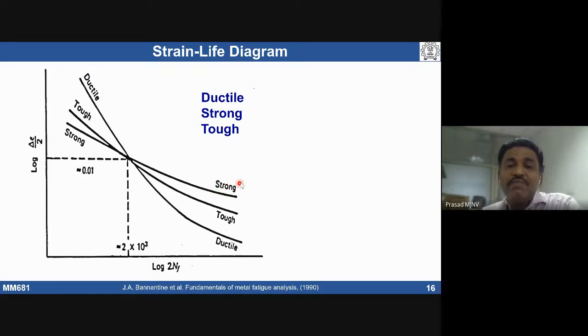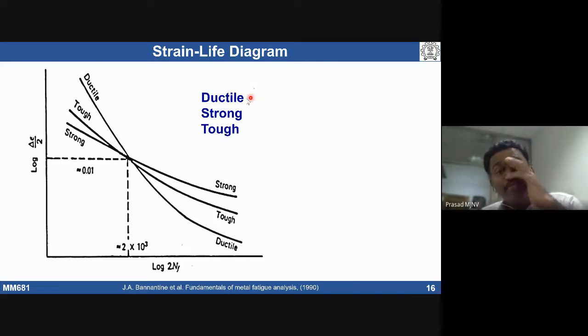What does it mean here? When the material is strong, if I apply the same amount of strain amplitude, the strong material is going to exhibit better high cycle fatigue performance as compared to the ductile material. It is going to be opposite when you talk about low cycle fatigue performance. So the performance of a material varies depending on whether you are talking about high cycle or low cycle fatigue.